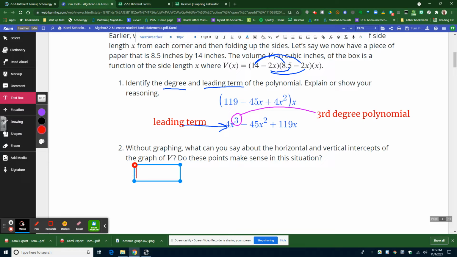Okay. So let's not use red. I don't know why I had red. Okay. Horizontal. You say the most random stuff sometimes. It makes me hysterical. Okay.